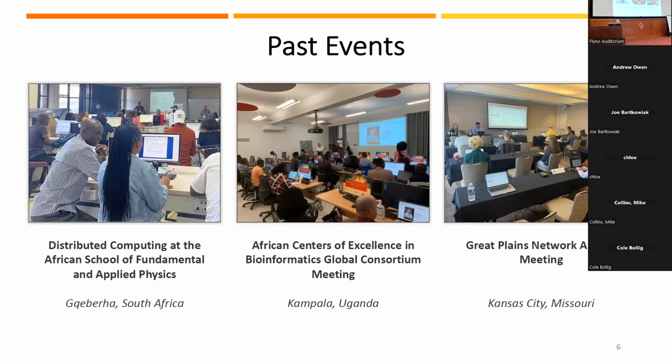Over on the right, we have an image from the Great Plains Network annual meeting, which was held about a month or two ago in Missouri of this year. And I have this example up on the slide because this was an example of a general topics course. In this workshop, we discussed how to use the Open Science Pool, things like job submission, very general topics. There's a really wide audience.